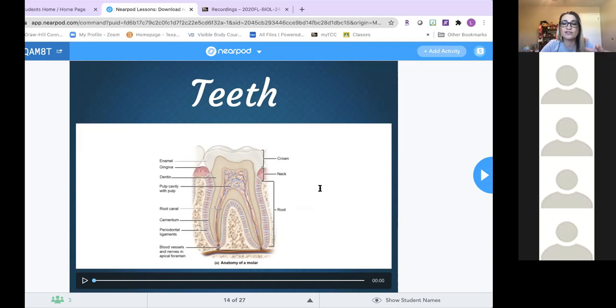And then inside of the tooth, you have the pulp cavity. This is going to contain a special type of connective tissue that we call pulp. And you can see there are blood vessels in there and nerves as well. And these blood vessels and nerves enter the pulp cavity through the root canal. So when you have a root canal done on your tooth, what they do is they basically take out all those blood vessels and nerves from the inside of the tooth.